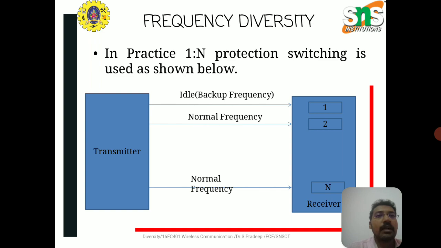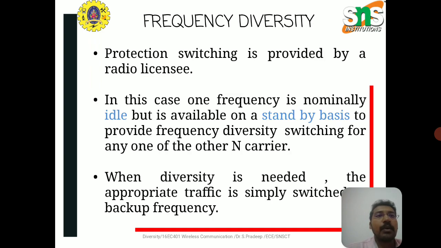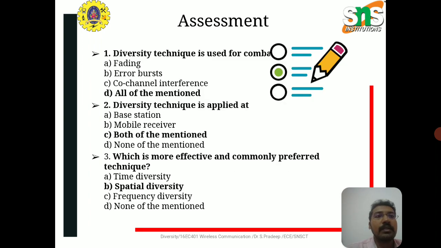In practice, 1:N protection switching is used, as shown below in the frequency diversity technique. The protection switching is provided by a radio license. In this case, one frequency is nominally idle but is available on a standby basis to provide frequency diversity switching for any one of the other N carriers. When diversity is needed, the appropriate traffic is simply switched to the backup frequency.